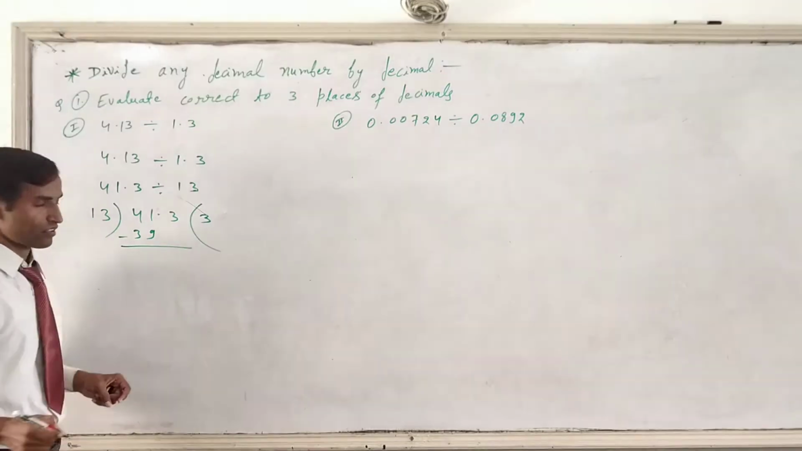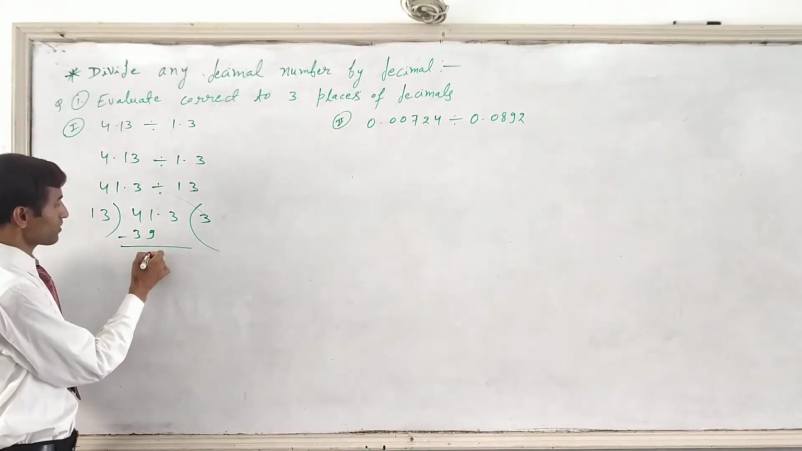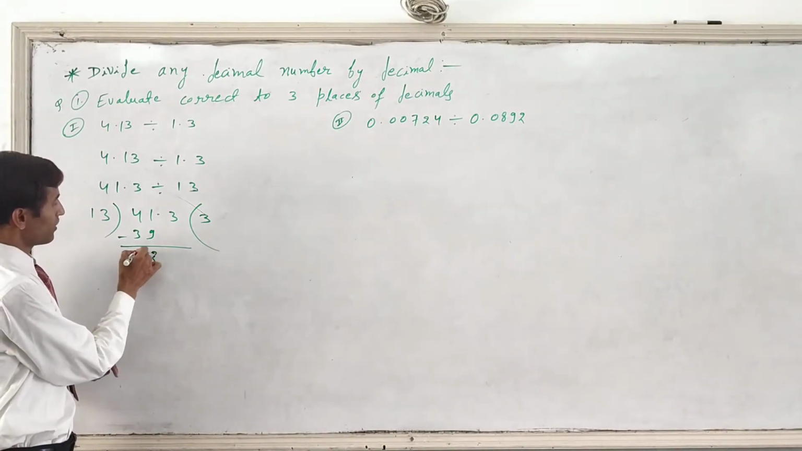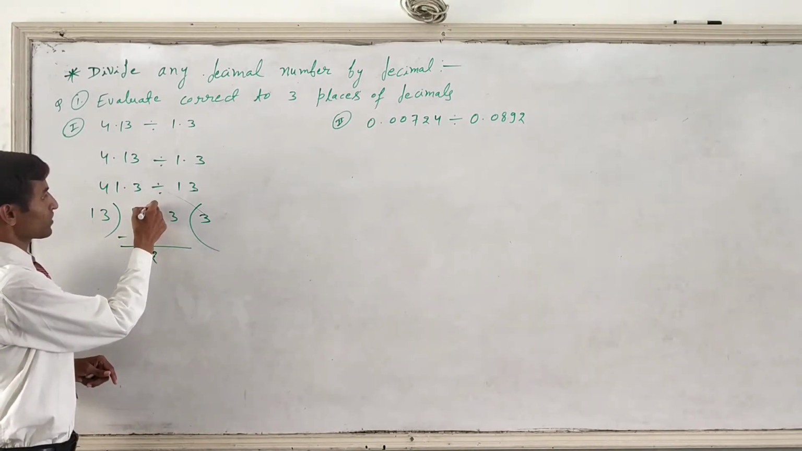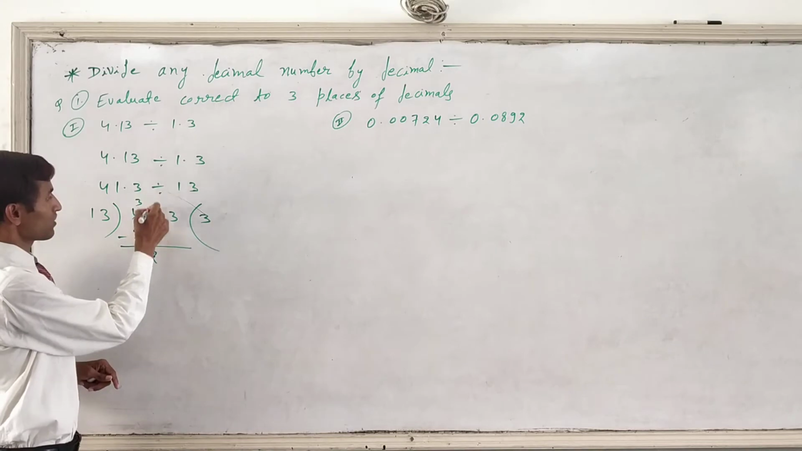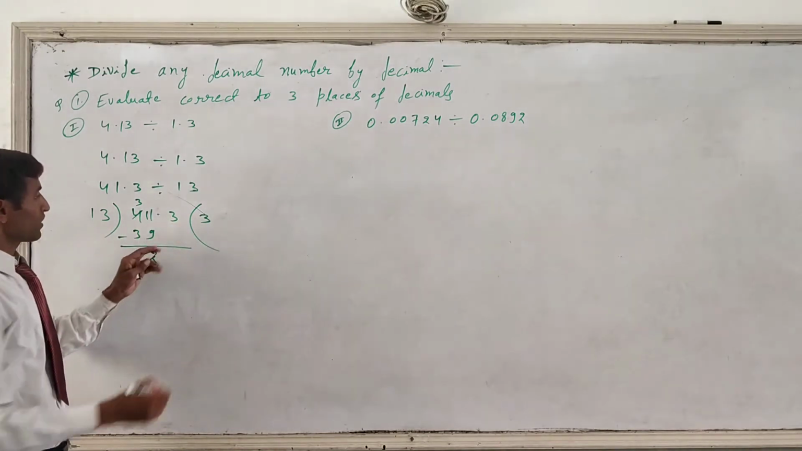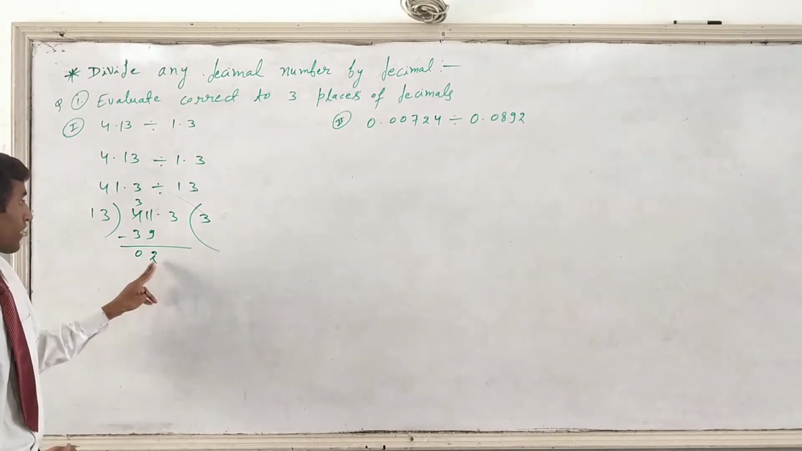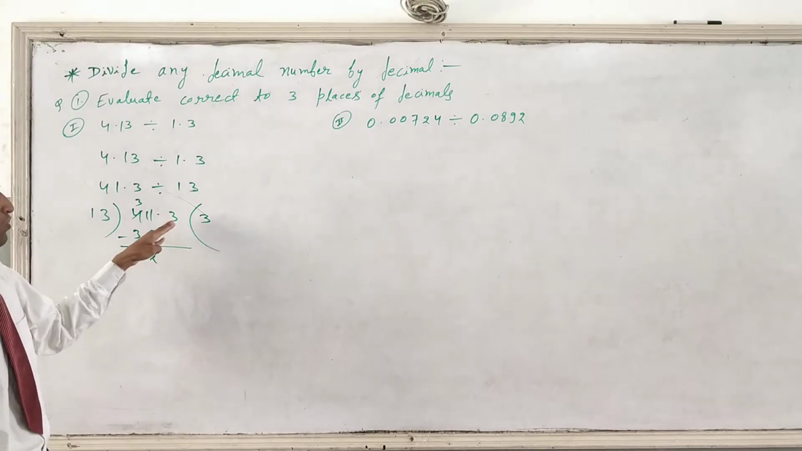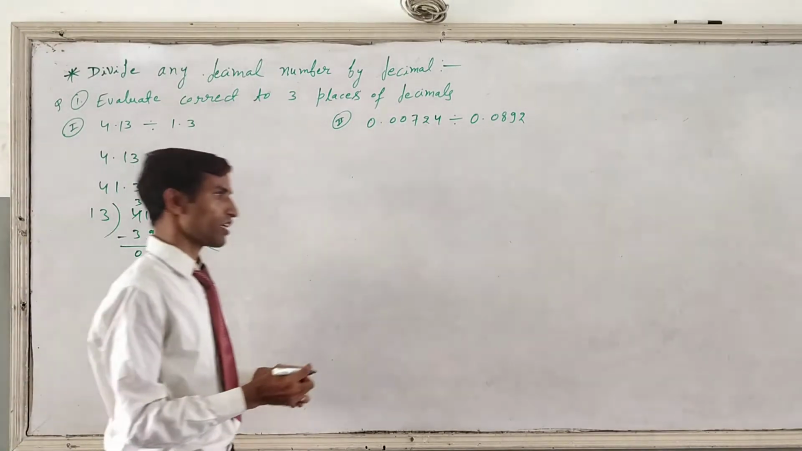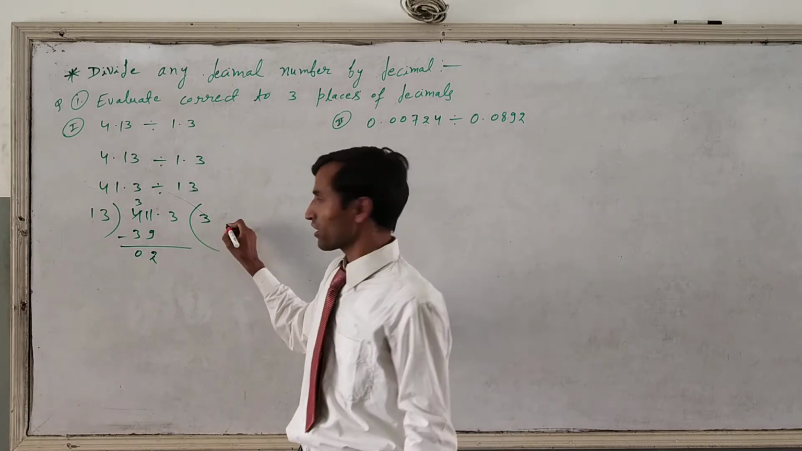Now we have to subtract. So 41 minus 39. We will get 2 and here 0, because we will take a borrow from here, it will become 11 and this one is 3. So 11 minus 9 is 2, and 3 minus 3 is 0. Now the remainder is 2 and here 3 is already there. So again we have to divide. For that we have to remove this point and put it in the quotient.